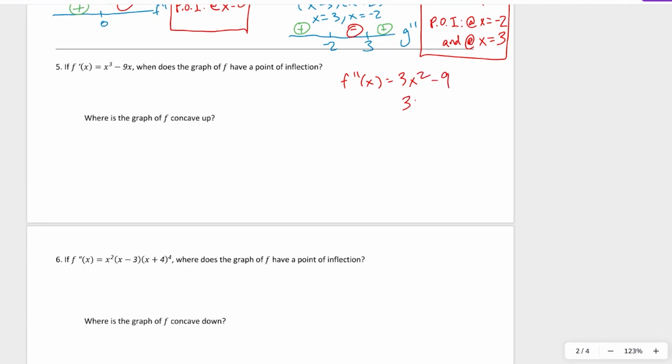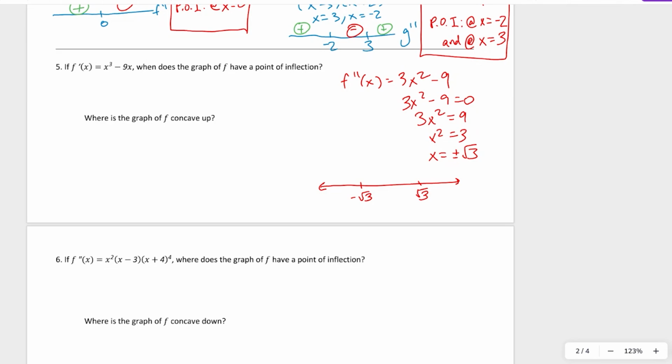Setting that equal to 0 to find my subcritical values gives me 3x squared equals 9. Divide both sides by 3, and then take the square root, which gives me x equals plus or minus root 3. So those are my subcritical values. Those are the ones that I'm going to place on the number line. And if we have a sign change at any of these places, then there'll be points of inflection there.